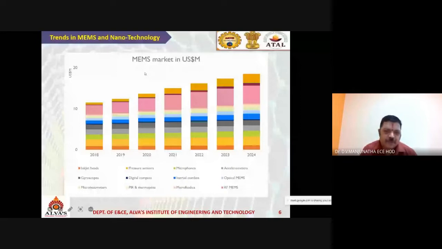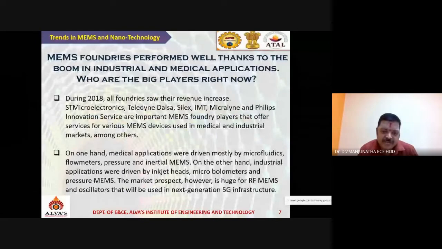If you see this graph, what are all the areas in MEMS? What are the applications of MEMS? Inkjet heads, gyroscopes, microbolometers, pressure sensors, digital compass, PIR, thermopiles, microphones, inertial combos, microfluidics, accelerometers, optical MEMS, RF MEMS, etc. will grab the entire market starting from 2018. Now we are in the middle of 2021. By 2024, all these are the major areas of MEMS which will grab the entire market by the values which I told in the last slide.